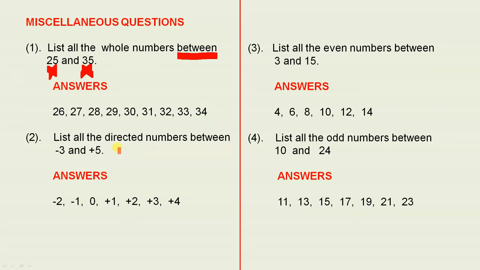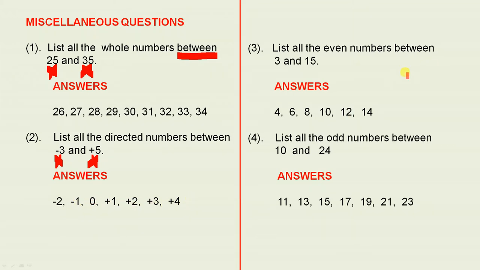Question 2. List all the directed numbers between -3 and +5. So it says between, so they are not included. You start at -2 and you go up to +4.